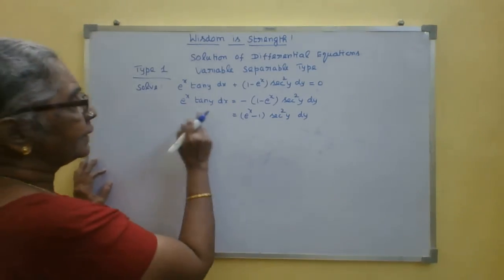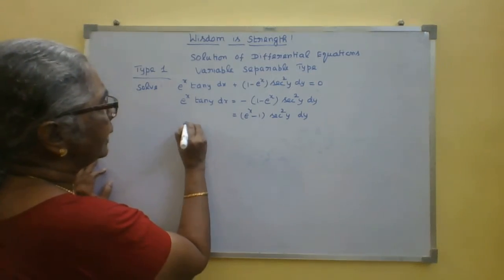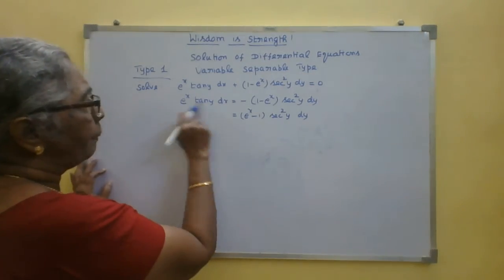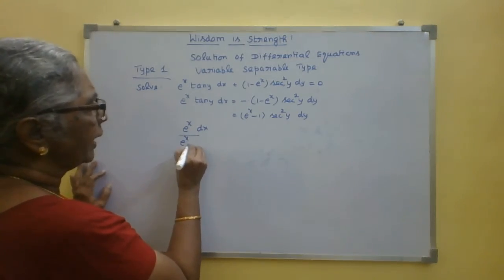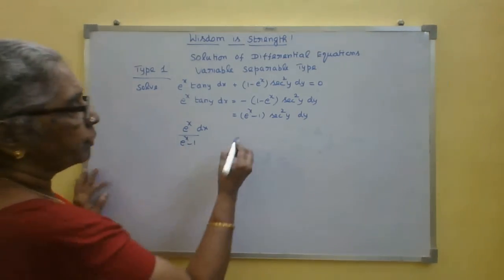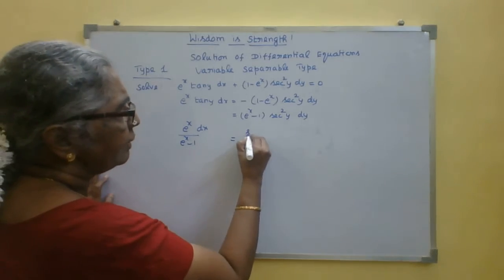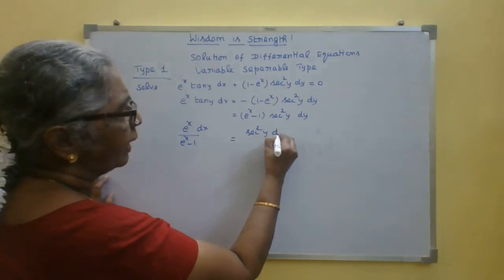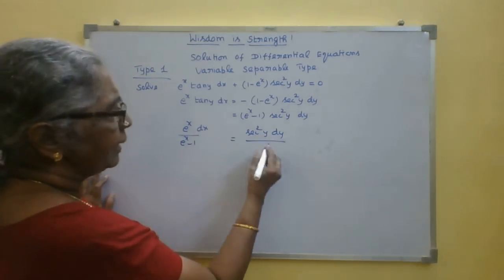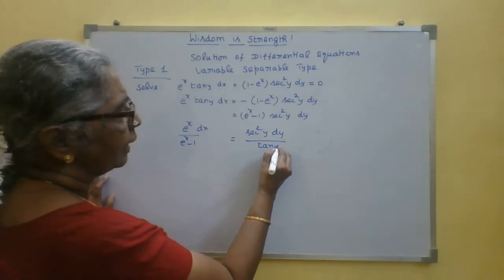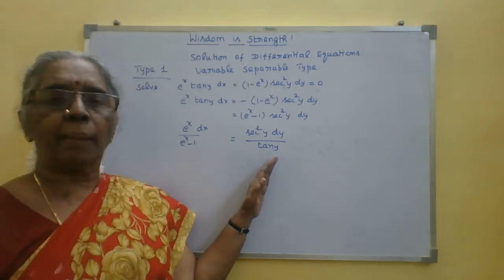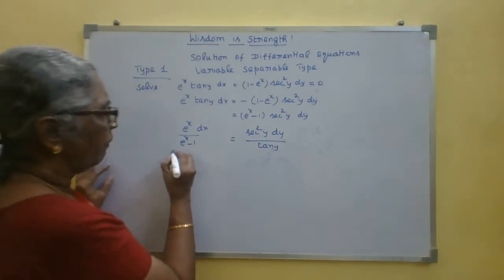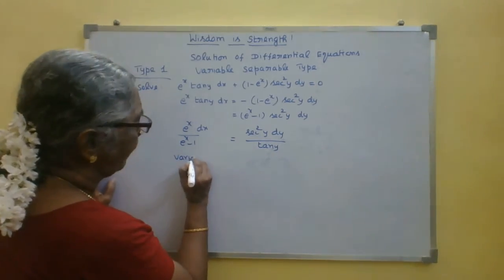So here dx is there, so let us bring the x terms here. So e power x dx, write as it is. Bring this term here, you will be getting e power x minus 1 down. That is equal to, write the secant squared y dy as it is here. By bringing this tan y here, you will be getting tan y. Now you have separated the variables.